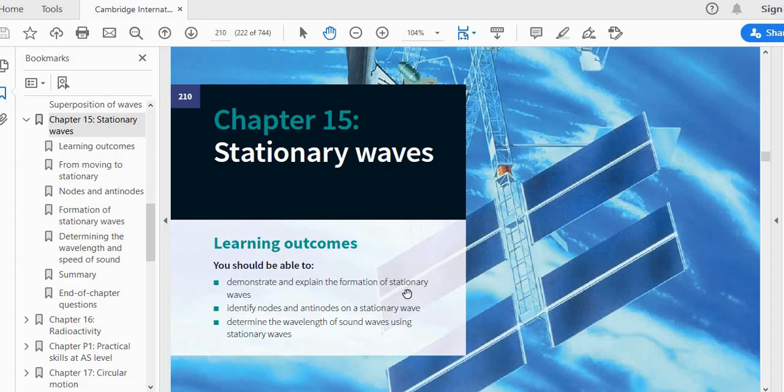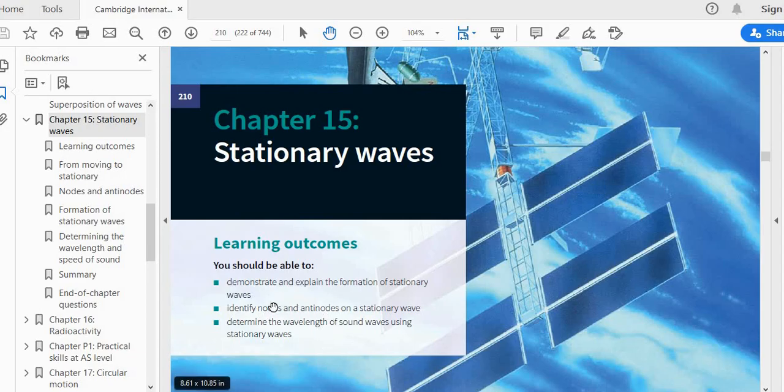Actually, if you check online, there are so many videos of how to form a stationary wave. Identify nodes and antinodes on a stationary wave. Determine the wavelength of sound waves using stationary waves. So we have nodes and antinodes. We will see the details.